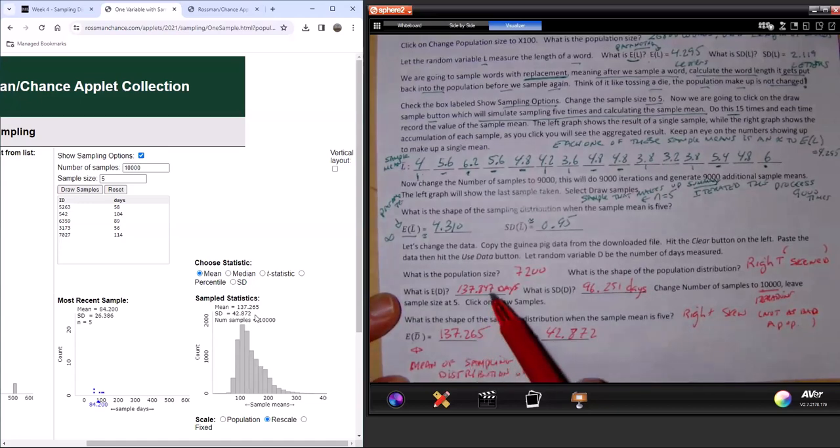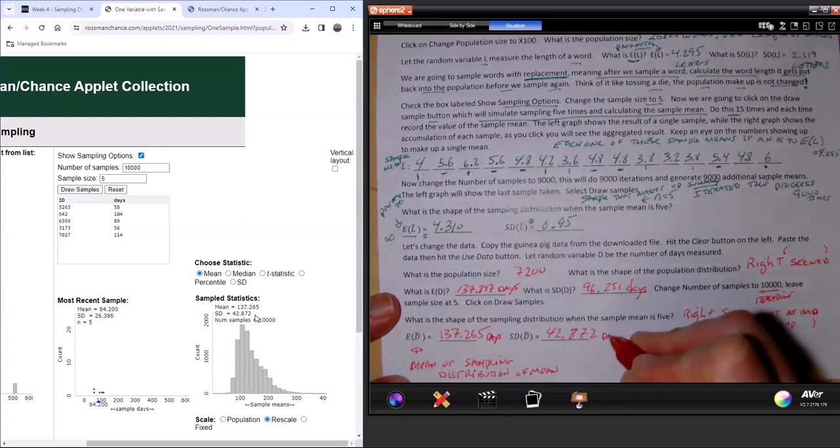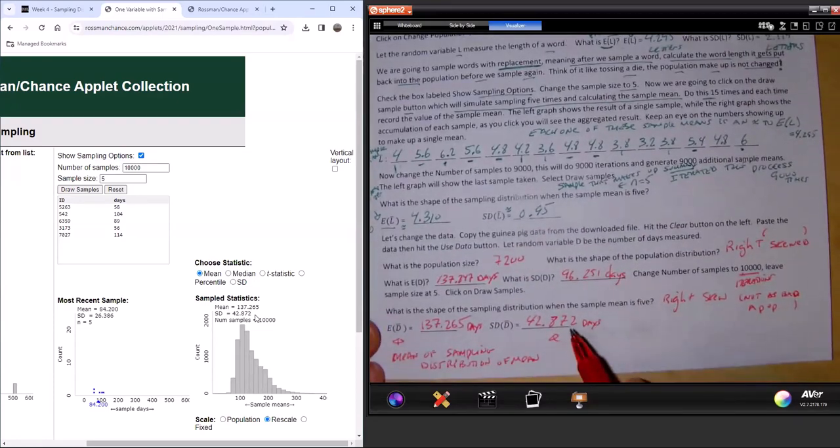What do we learn? Notice again how these two numbers, and these are in days. Again, the unit here is still days. It's an average of 5 days. So again, we've got to be careful here. This is the standard deviation of those 10,000 numbers. This is the mean of those 10,000 numbers. Each mean consists of measuring 5 days.